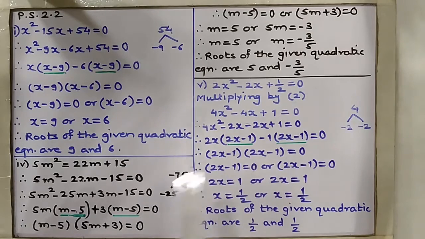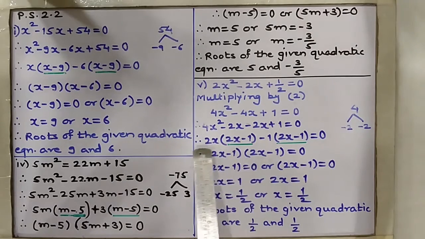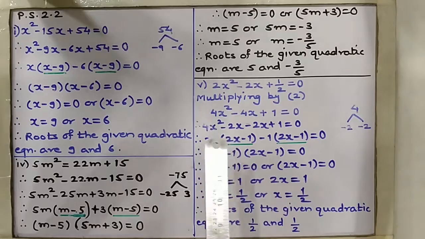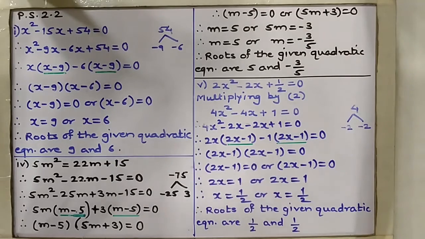So what will we get inside the bracket? From this term we have taken 2x minus 1, so over here you will get 2x. And from here you have taken 2x minus 1 as common, so you will get inside the bracket minus 1. So 2x minus 1 multiplied by 2x minus 1 is equal to 0.